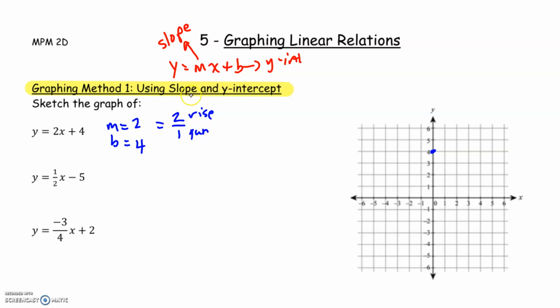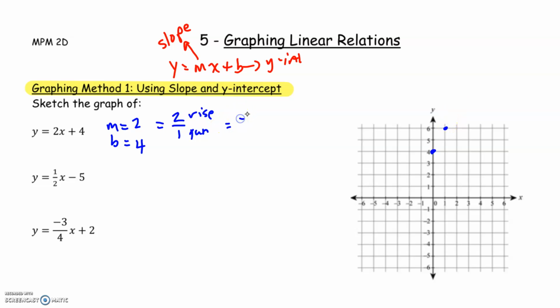And it's a positive 2, so that means we go up 2, and it's a positive 1, so I go to the right 1. So from your y-intercept, that's your starting point, I'm going to go up 2 and to the right 1 and put a point. Now I can't keep going because I've run out of room, but now I can do the opposite.